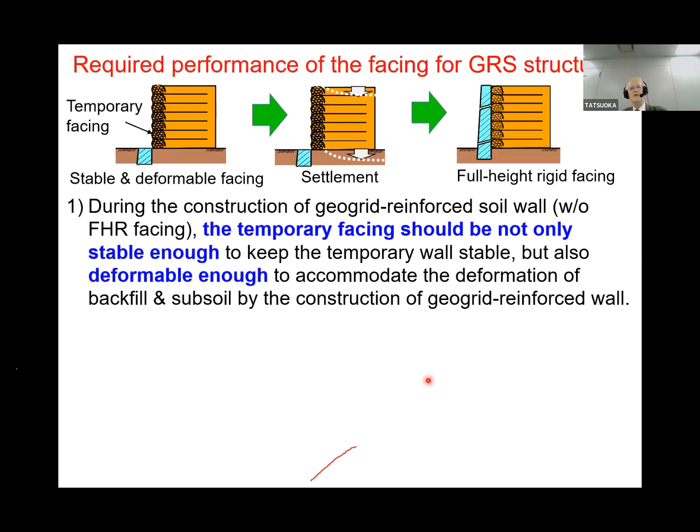So the required performance of facing for GRS structure is, first, during construction of the grid reinforced soil without full height facing, at this stage, temporary facing should be not only stable enough to keep the temporary wall stable, but also deformable enough to accommodate the deformation of the backfill and subsoil by the construction of the grid reinforcement wall.